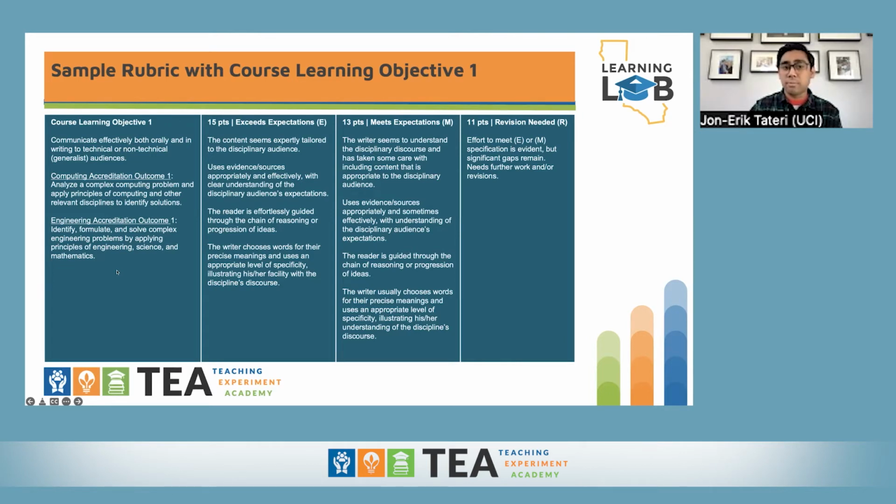for accreditation. I've only placed E, M, and R because N is simply 0 points. I just don't meet any of the expectations. However, you will see that I've incorporated some points with the specifications of E, M, and R.